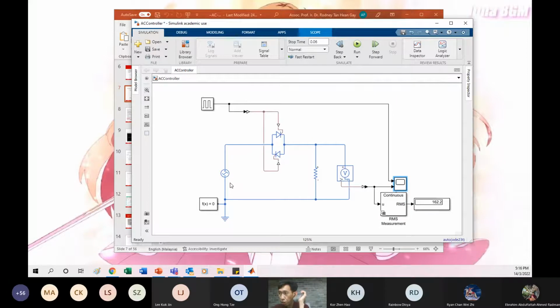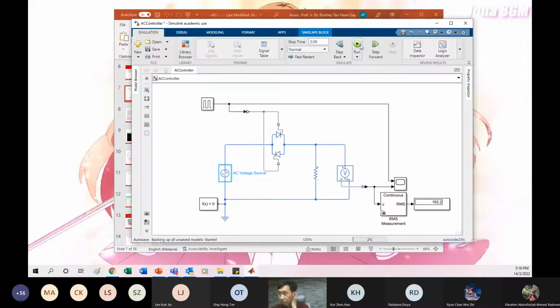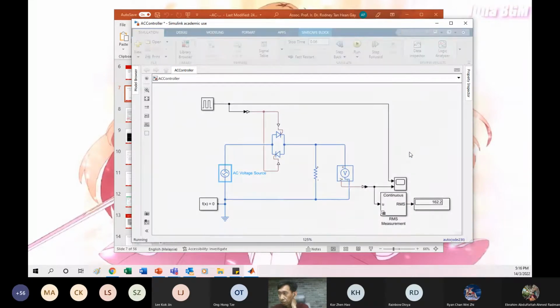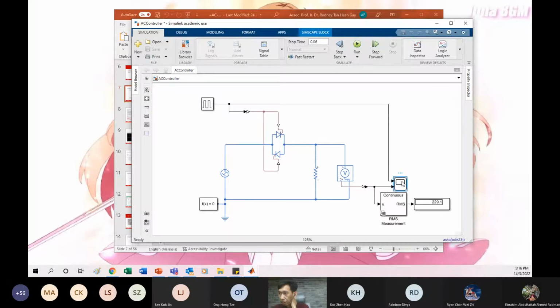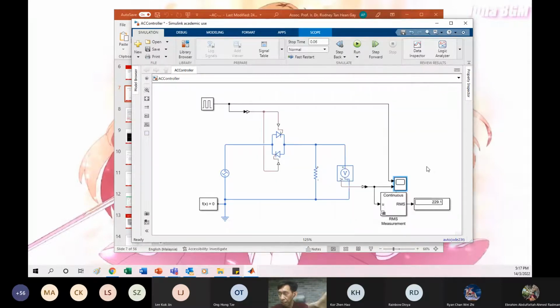Now, if we change this to negative 45, there's no chopping at all, because the firing angle and the phase shift cancel out each other. So of course, in theory, for the understanding, this one is fine. But remember, when you really want to make the real circuit in hardware, this is something you need to consider.